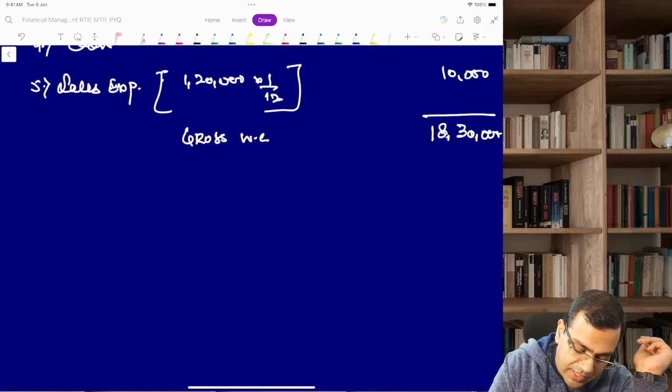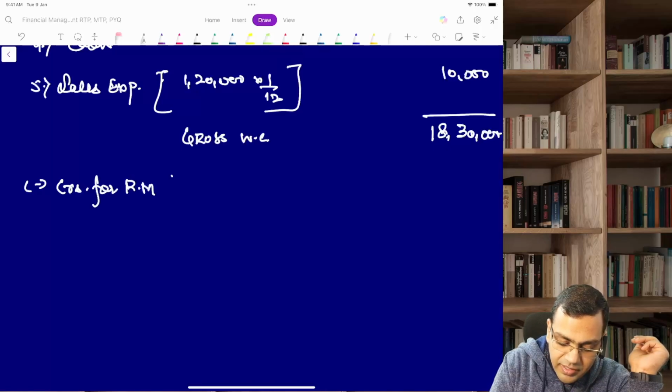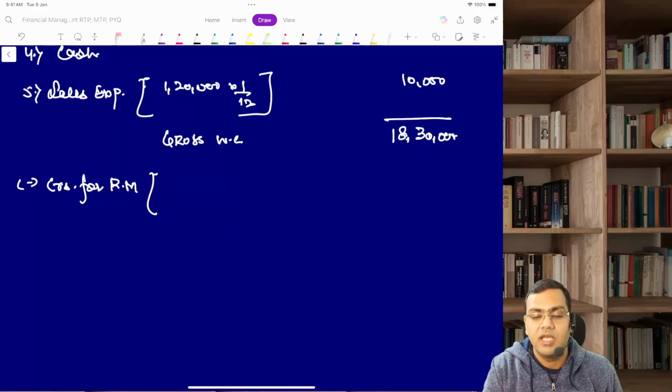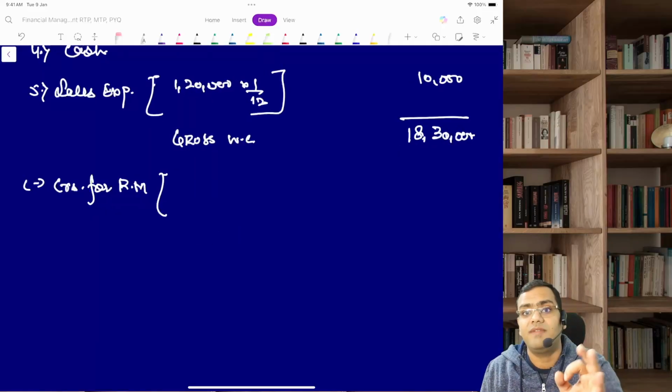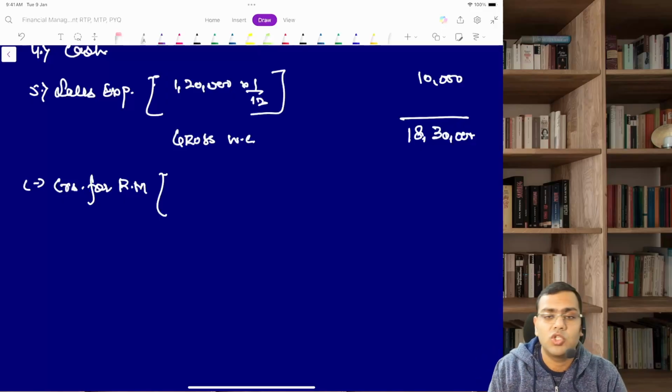On the liability side, what you will subtract here is the creditors for raw material. Now, when we talk about creditors for raw material, I've already explained what you have to see. You have to see whether it is a new firm or an old firm. In the question, nothing is mentioned whether it is a new firm. So that means we are assuming it is going to be an old firm.